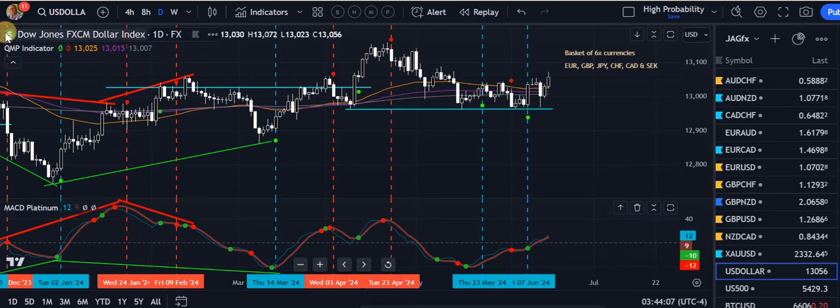Now, this is the US dollar, the US dollar index, as you call it. We've got this big support level and price. The last signal was a buy here, just heading up now slowly.